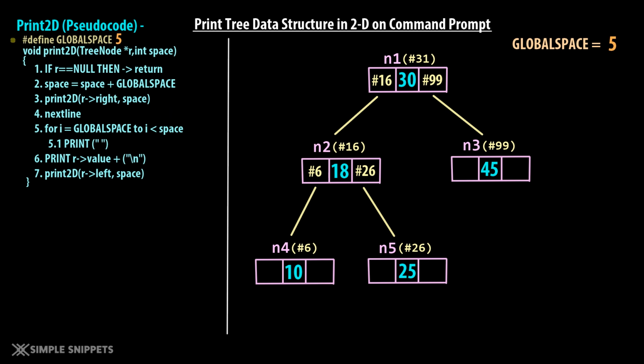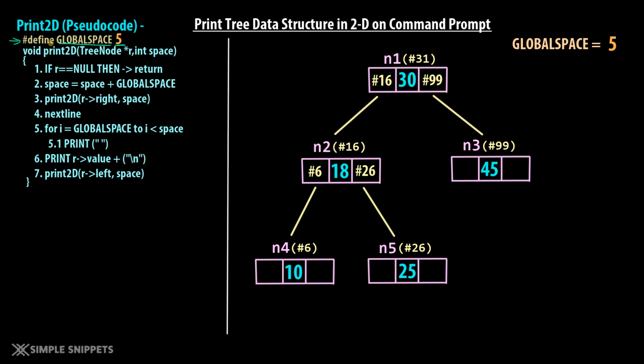Now on top of this print2D function, you can see I have mentioned one line which is #define GLOBAL_SPACE with the value of 5. So this line is nothing but we create a global variable called GLOBAL_SPACE and assign a value 5 to it. I've written it over here also. The reason why I'm using #define is because we're using C++, right? And in C++ that's how you define global variables. So this is a preprocessor directive.